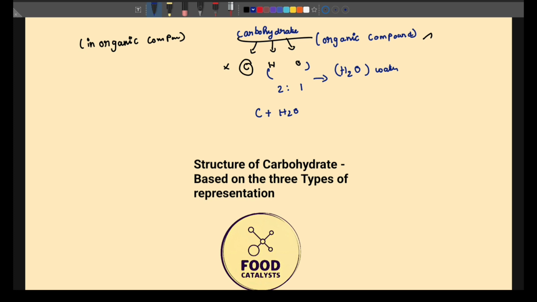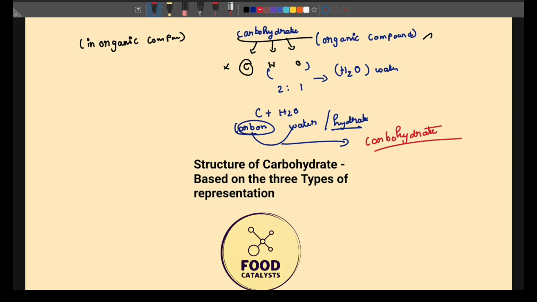C means carbon, and what is H2O? We call this water, or hydrate. Combining these two, we get carbon hydrate. So ultimately we call this a carbohydrate. Now we understand what a carbohydrate is.